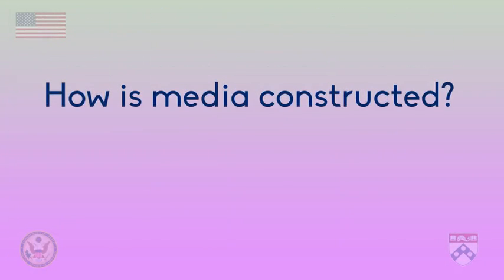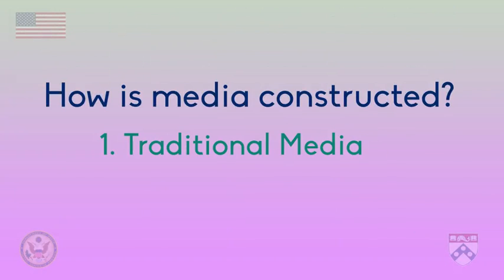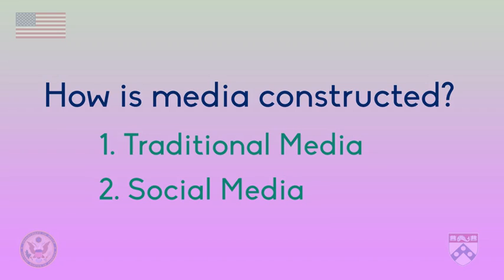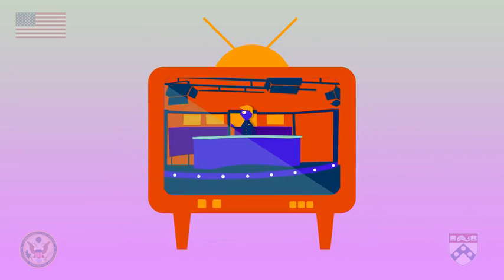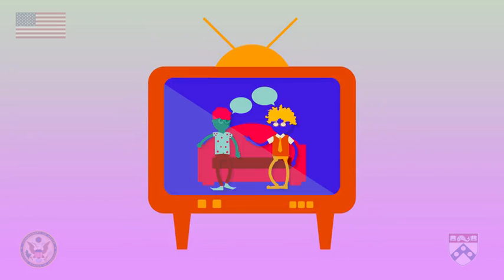Hello! In this video, we'll talk about how media messages are constructed. First, we'll look at traditional media, and then we'll talk about social media. By the way, in this unit, we'll mostly be talking about media messages that are designed to give you information about the world, news media. But a lot of what we'll talk about can be applied to entertainment media too.